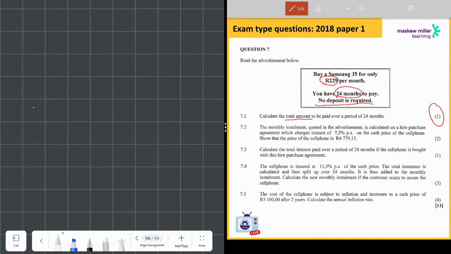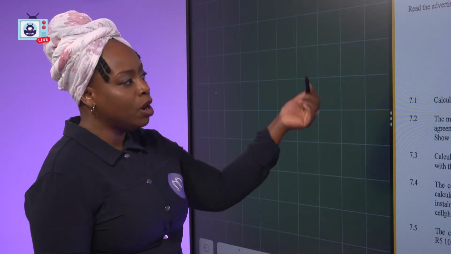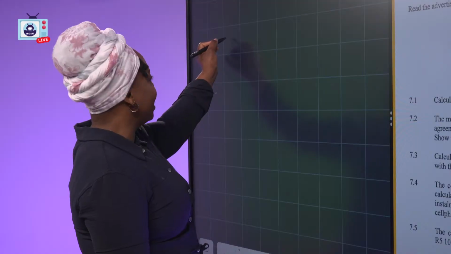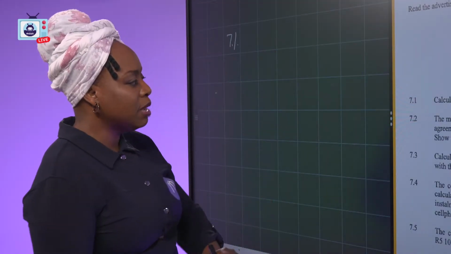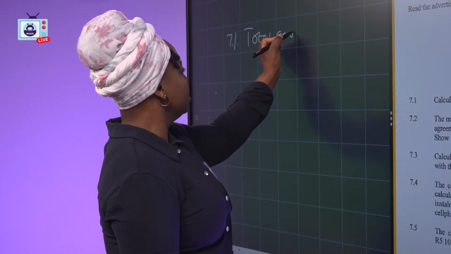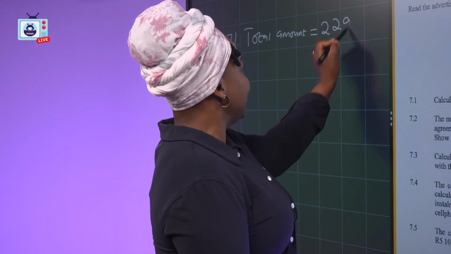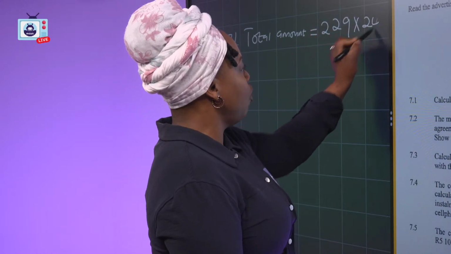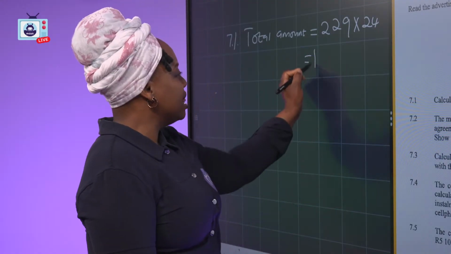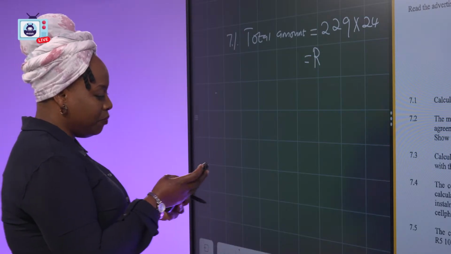So here we are told that you are paying for 24 months and you have to pay 229 every single month. So for us to calculate the total amount, that can be done just like that. Okay, so in 7.1, we are looking for the total amount. That will be equal to 229 multiplied by 24. You just do that and then you will get your answer, taking your calculator.